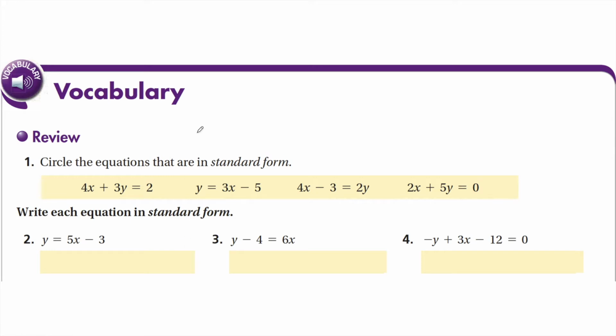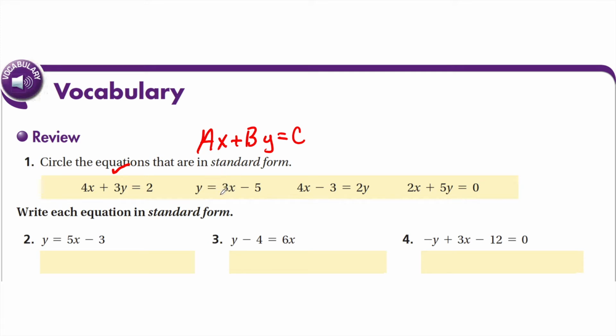Well, remember, in order for something to be in standard form, it needs to be in the ax plus by equals c form. If it doesn't look like this, then it's not in standard form. Taking a look at the very first one, we have 4x plus 3y equals 2. I would say that is in fact in standard form, so we will be circling that.